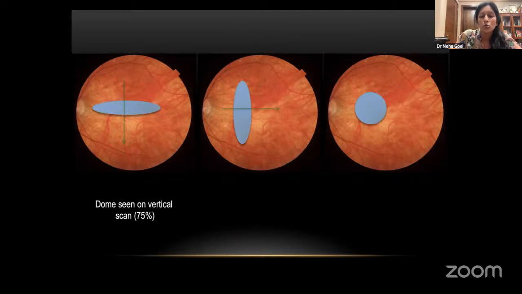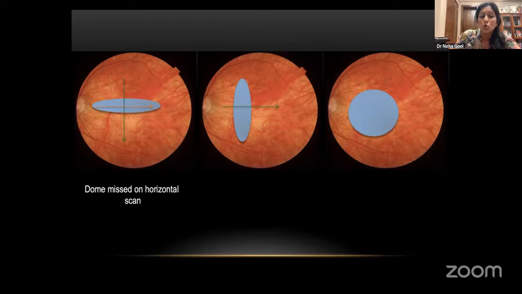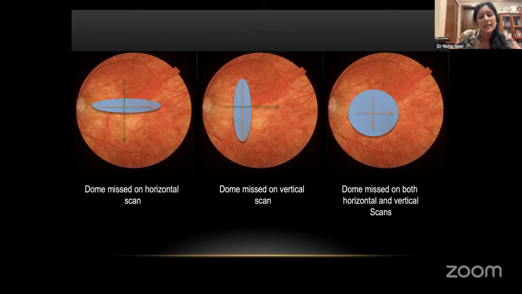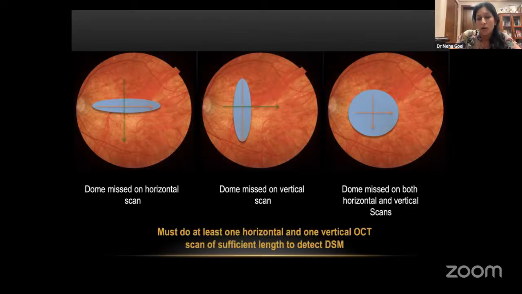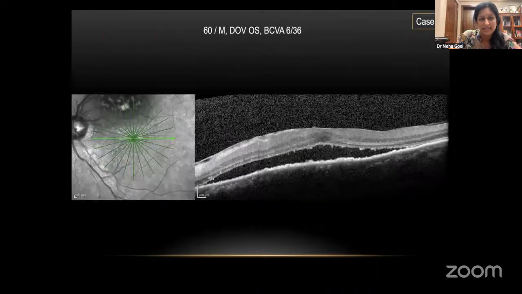For a vertical dome, you need a horizontal scan, and a circular dome can be seen in both. Now, importantly, if you do a horizontal scan in this, you will miss the dome. Similarly, a vertical scan will miss this. And a scan of inadequate length will miss both on horizontal and vertical scans. It's important to recognize DSM because unlike CSC, this will not respond to medical management or any laser or PDT, and the natural history is of spontaneous resolution itself.